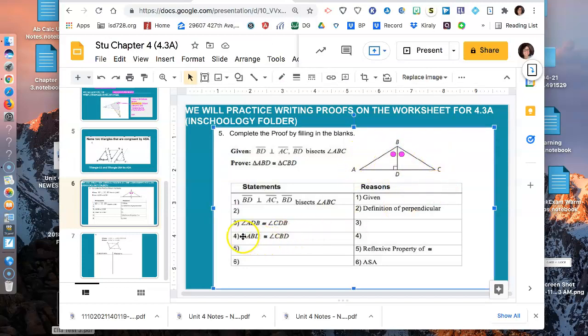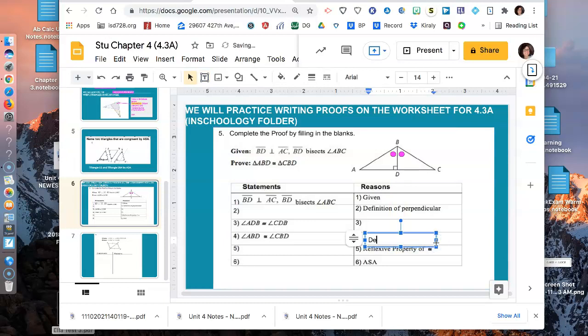That statement is right here. ABD is the same as CBD. Why? Because it got cut in half. Why did it get cut in half? Because it says it bisects. So what did we say yesterday we put for that? I skipped to this one for a reason. Definition of bisect. I knew that had to be in there somewhere. They wouldn't tell me it bisected otherwise.